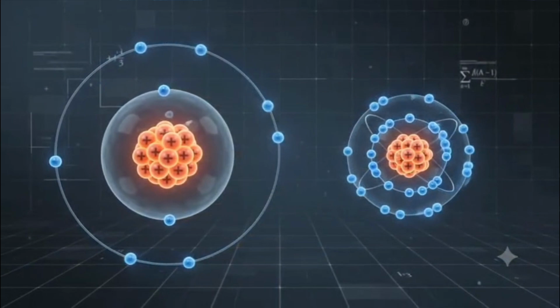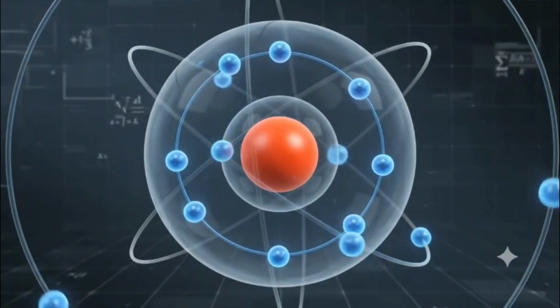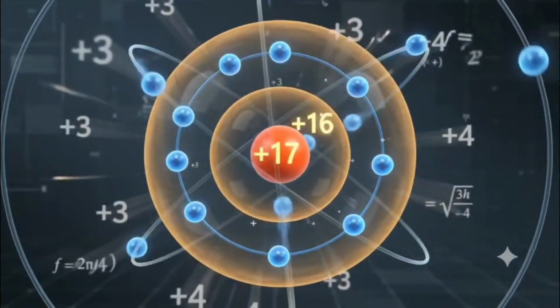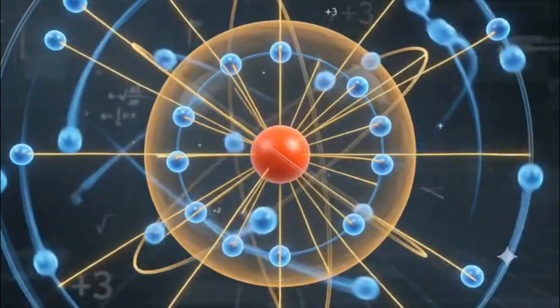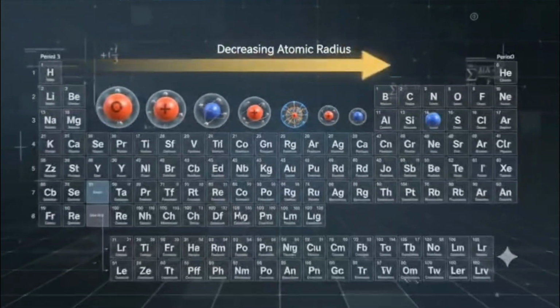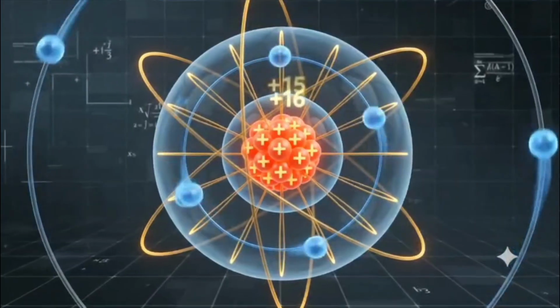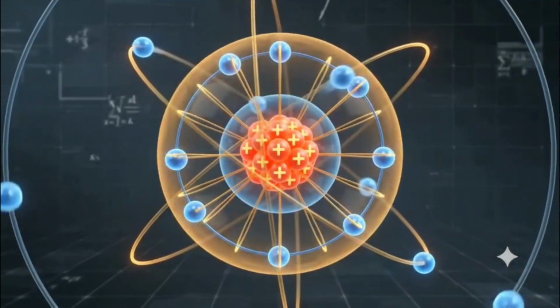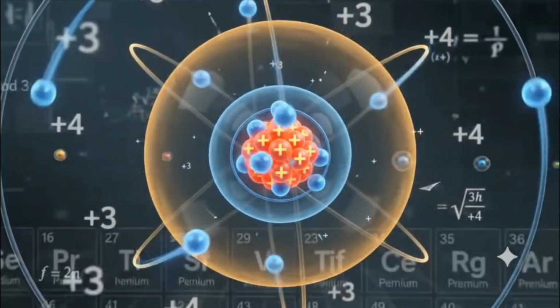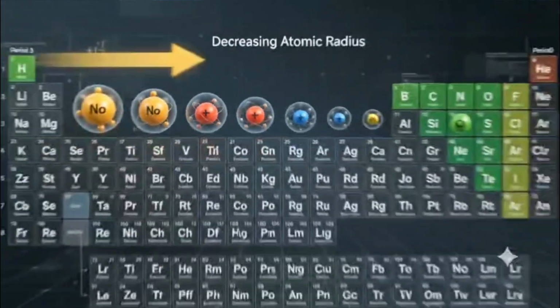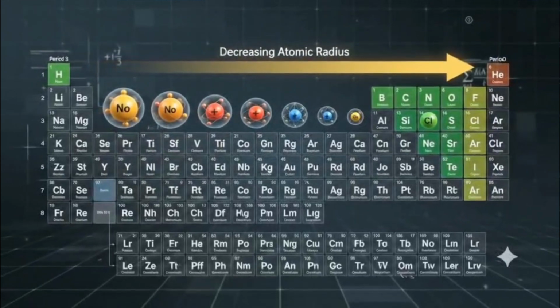At the same time, electrons are being added mainly to the same principal shell. Since the new electrons enter the same shell, the increase in shielding is relatively small compared with the increase in nuclear charge, so effective nuclear charge increases, pulling the electron cloud closer to the nucleus. That's why atomic radius generally decreases from left to right across a period.